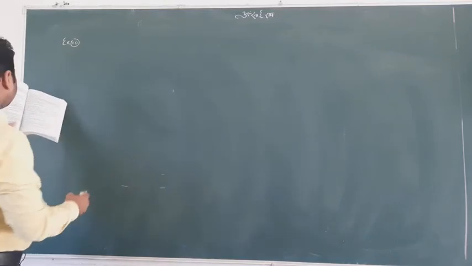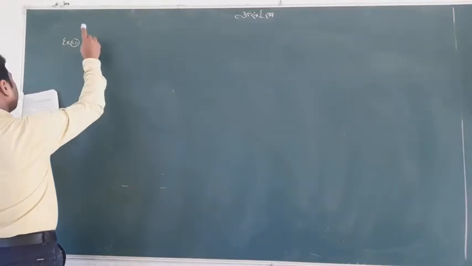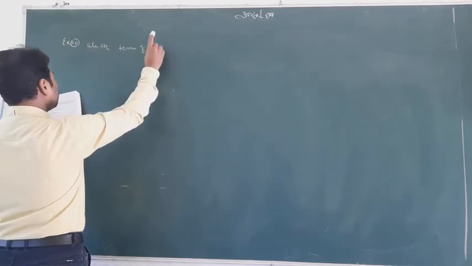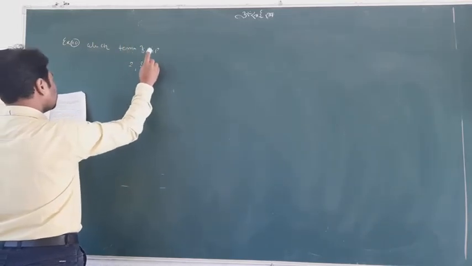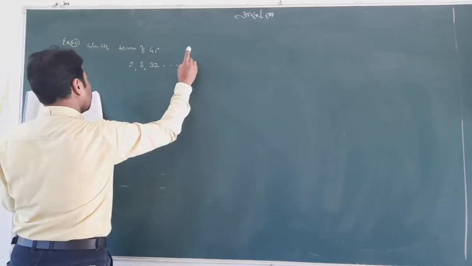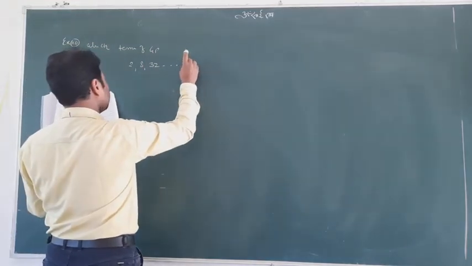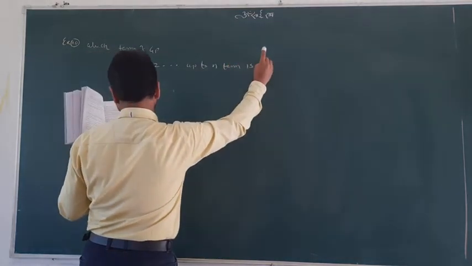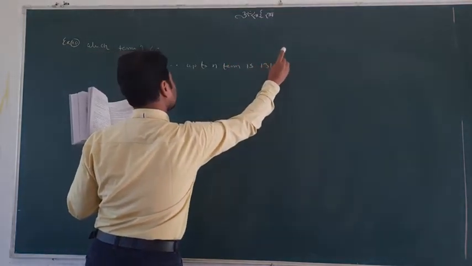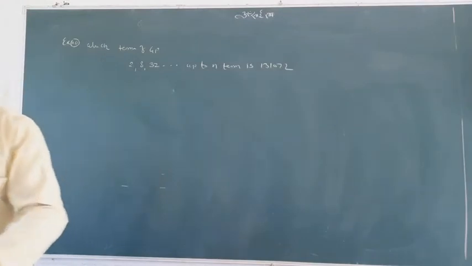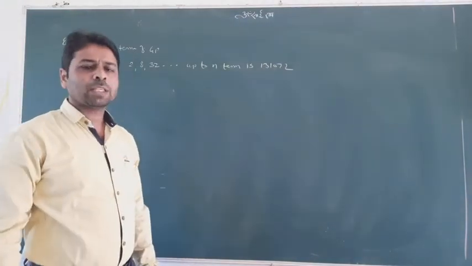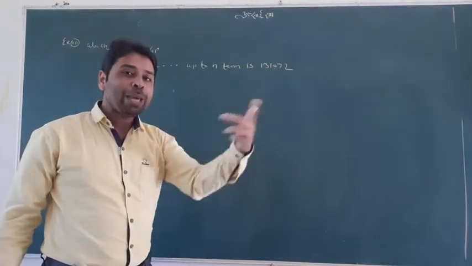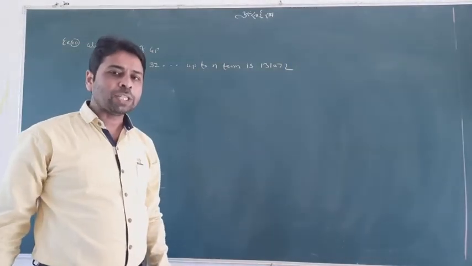Which term of the GP 2, 8, 32, up to n terms, is 131072? This question does not depend on the sum. This is a simple question. Which term of the GP is this one? In AP you already solved this kind of question.